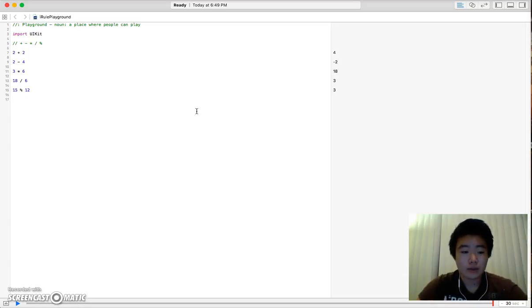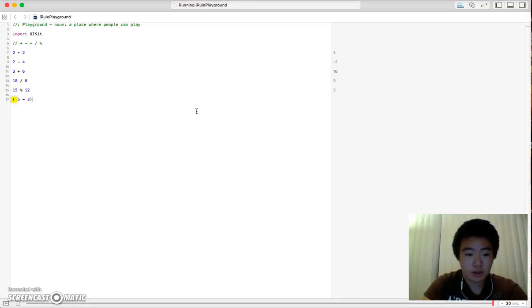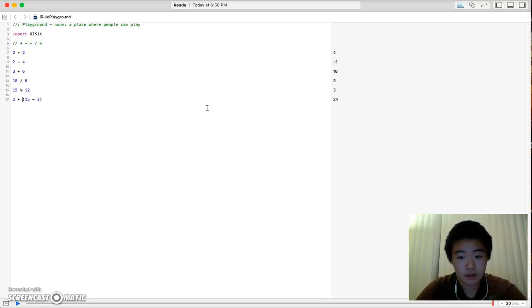All right, so those are just operators in a nutshell for you, and I'm pretty sure they follow PEMDAS: parentheses, exponents, multiplication, division, addition, subtraction. That's PEMDAS. I'm sure you guys learned that in elementary school. You probably should have. So let's try 15 minus 3, 2 times. So that should be 12 plus, should be 24 if it does it correctly. Yep, there we go. So it does respect PEMDAS here. That's operators in a nutshell for you.